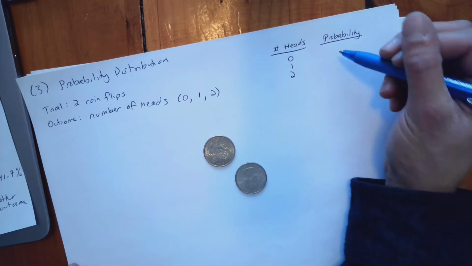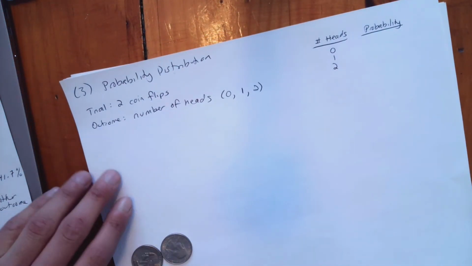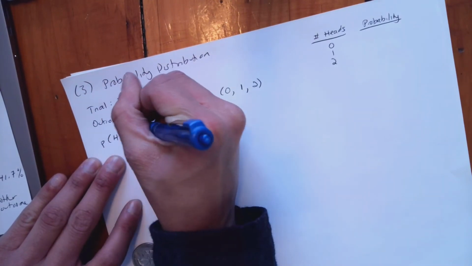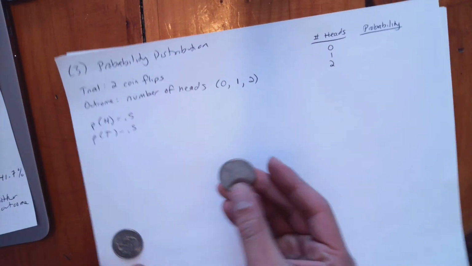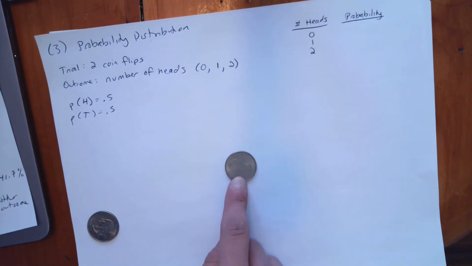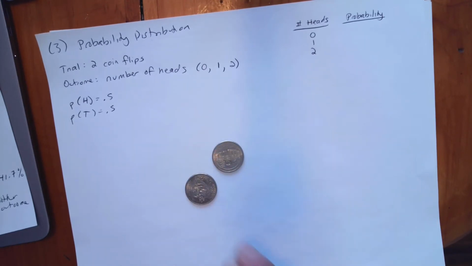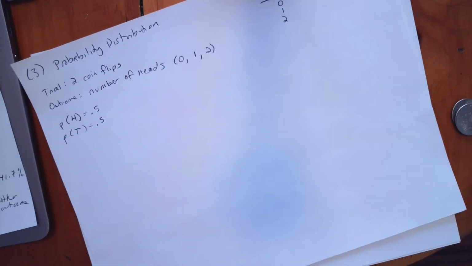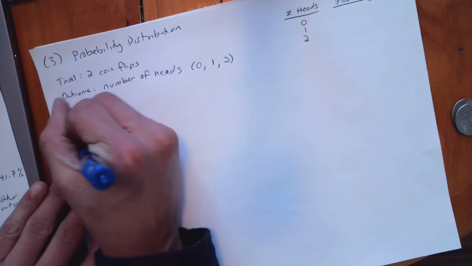What we want to do now is figure out the probability of each of these outcomes occurring. And in order to do that, we're going to use something we know about coins, which is that the probability of getting heads is equal to 0.5, and the probability of tails is equal to 0.5. So you know that when you flip a coin, it's a 50-50 chance whether it's going to land on heads or tails. That means that the probability of getting heads on any particular coin is 0.5. The probability of getting tails on any particular coin is 0.5. And with that, we're going to be able to figure out the probability of getting 0 heads, 1 head, or 2 heads. And we're going to start with 0 heads here.